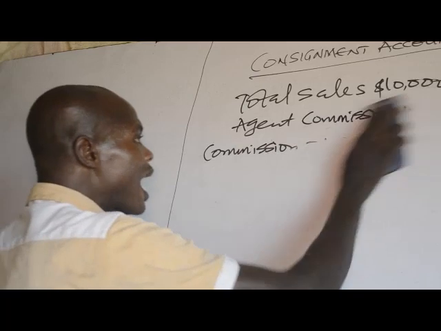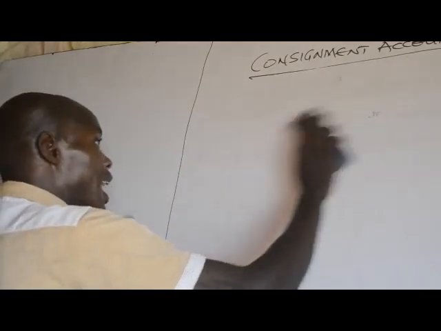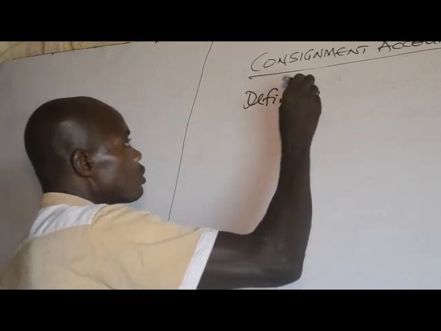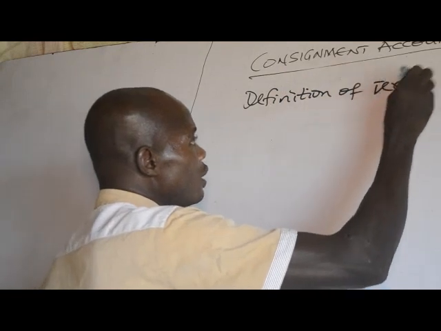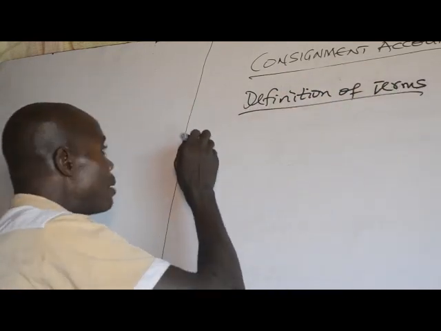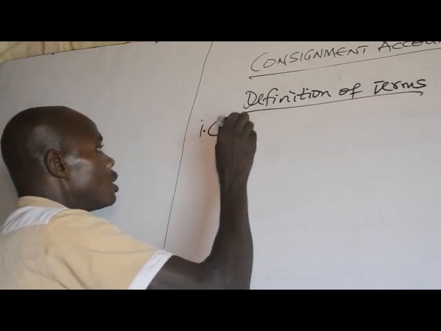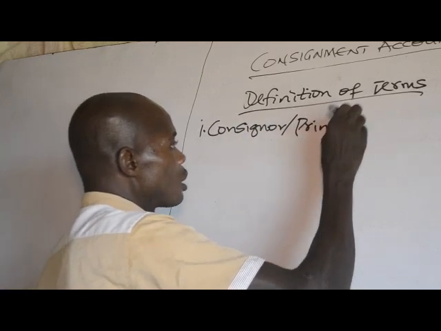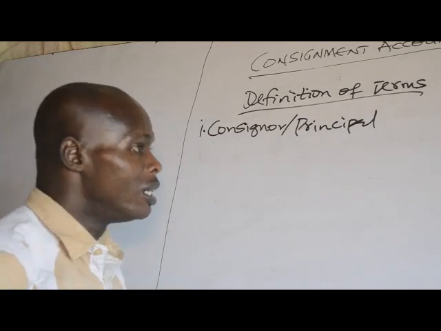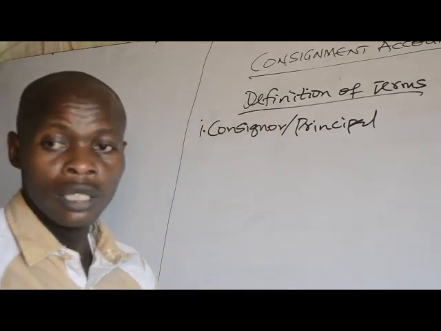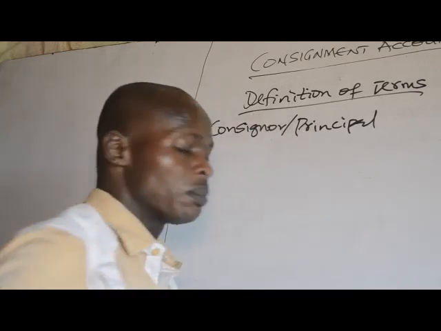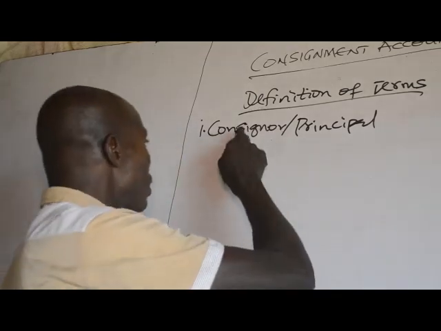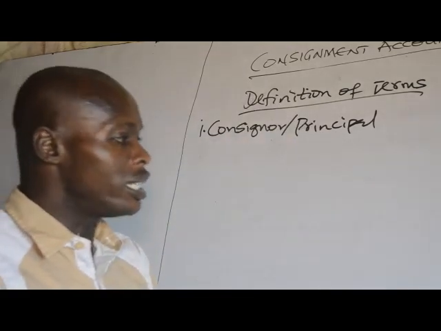Now, what are the terms used in consignment accounts? We want to examine the definition of terms. The number one term I'm going to examine is the consignor. We also call it the consignor or the principal. This is the owner of the goods. The person who sends the goods to the agent for sales is the consignor.